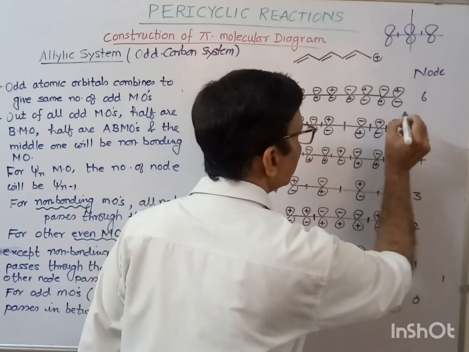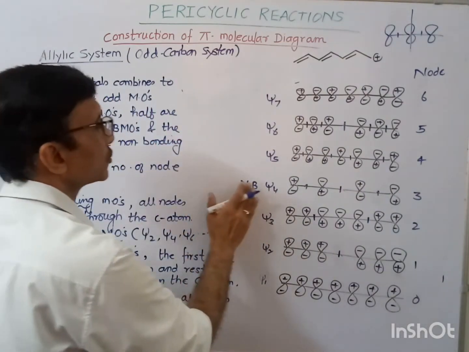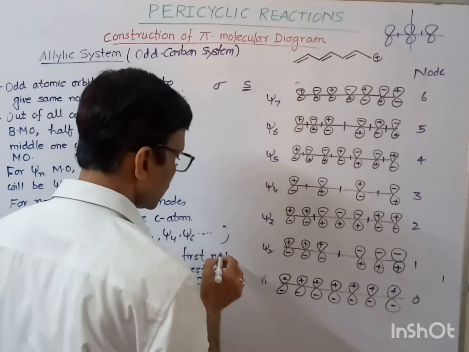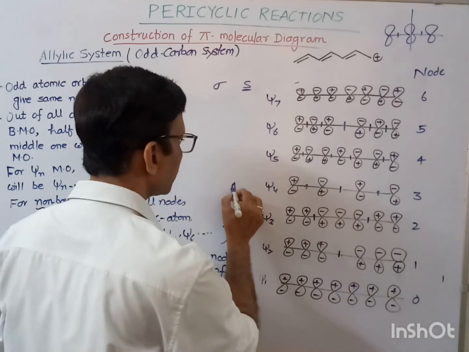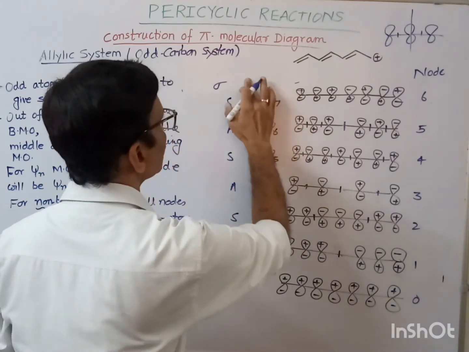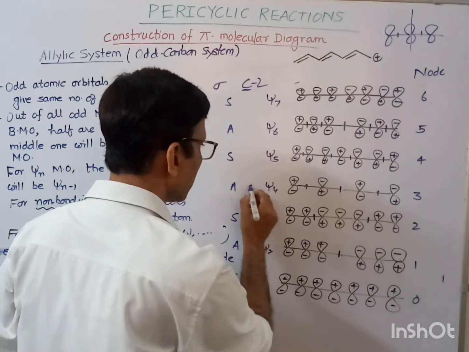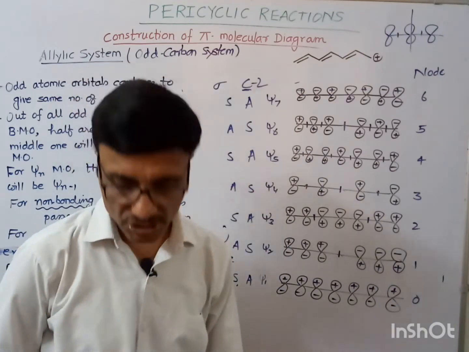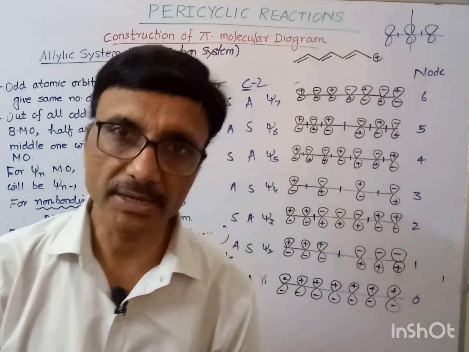So in this way, we may draw the molecular orbital diagram for the odd carbon system. If you want to see the symmetry, then you can write the symmetry. For sigma, this is symmetric, asymmetric, symmetric, asymmetric, symmetric, asymmetric, symmetric. And for C2, this is asymmetric, A, S, A, S, A, S, A, like this. So this is about how to construct the molecular orbital diagrams.